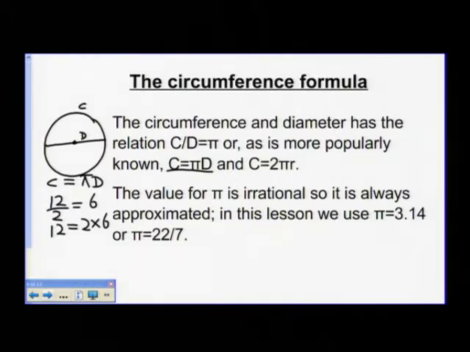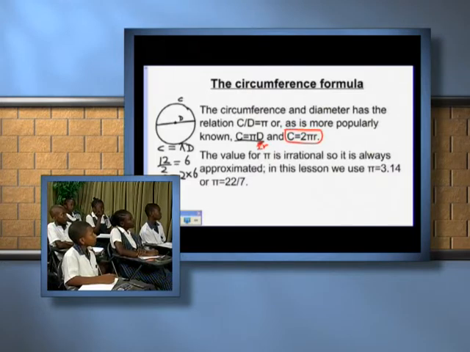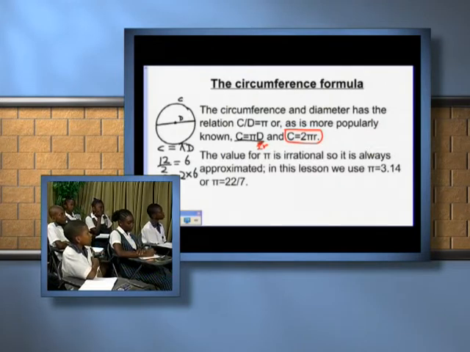Or in other words, we could say the diameter is 2 times the radius. So rather than writing D, we can replace this D with 2R. If we replace D with 2R, then we get pi times 2R, which is the same as 2 pi R, as is given here. Good? So either one of the two formulas can be used, for circumference and diameter, or circumference and radius.